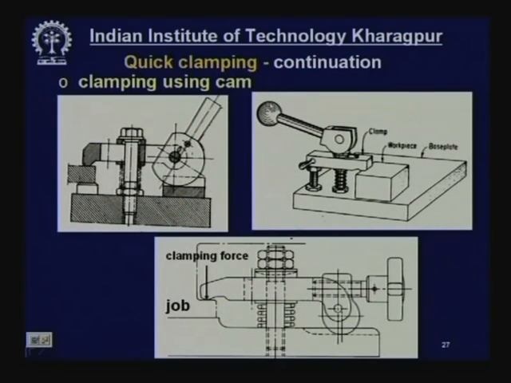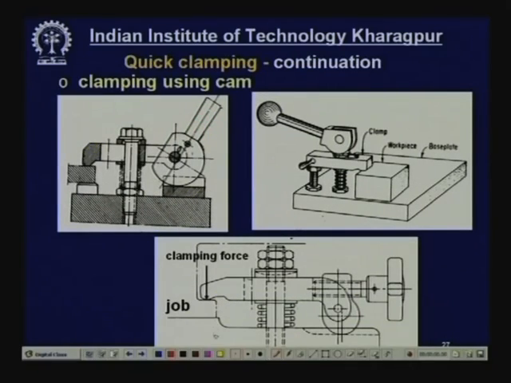Now, the clamping using cams. This can be easily seen: this is the workpiece. Here is the part of the workpiece which has to be clamped on this rigid support. Now, there is a strap which is hinged, which has a hole at the center, through which a pin passes, and that is fixed on the base plate.